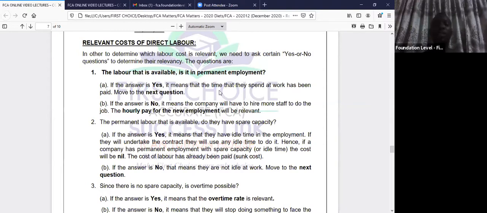The next question says, the permanent labor that is available, do they have spare capacity? What is spare capacity? It means that at their time they are idle, doing nothing, that means they sit down, they are doing nothing. Maybe there is machine downtime, it's idle time, they are just sitting down, waiting for work to come. Do you have times like that?